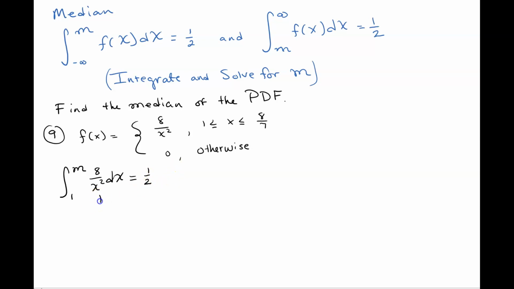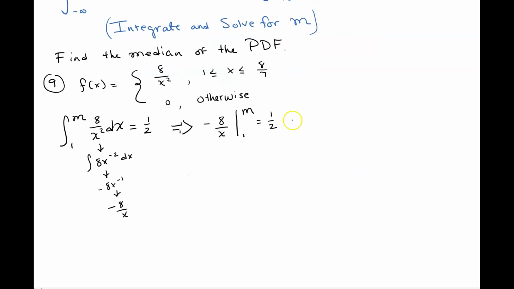So what I'm going to do here is take a look at this first functionally: 8x to the minus 2 dx. I rewrite it algebraically, and now I'm going to actually integrate. So I add 1 to the exponent, I get 8x to the minus 1 divided by -1, or in this case multiplied. And what does this give me? This gives me -8 over x. I've already integrated it there, done the hard work. -8 over x evaluated from 1 to m should equal 1/2. So I've basically created an equation that I can solve now for my value m.